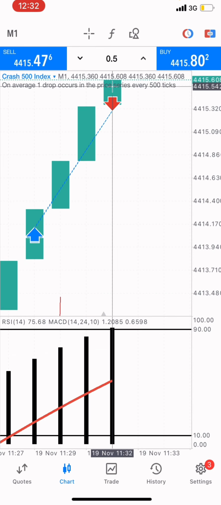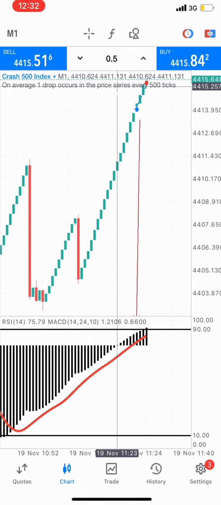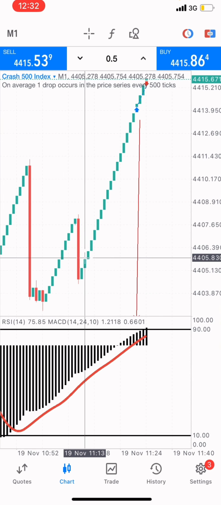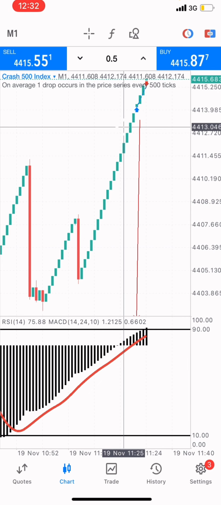Now the reason I took just 3 candlesticks from this trade entry is because this market has bought for a very long period of time, for over 10 candlesticks, and there's a chance that this market would sell.